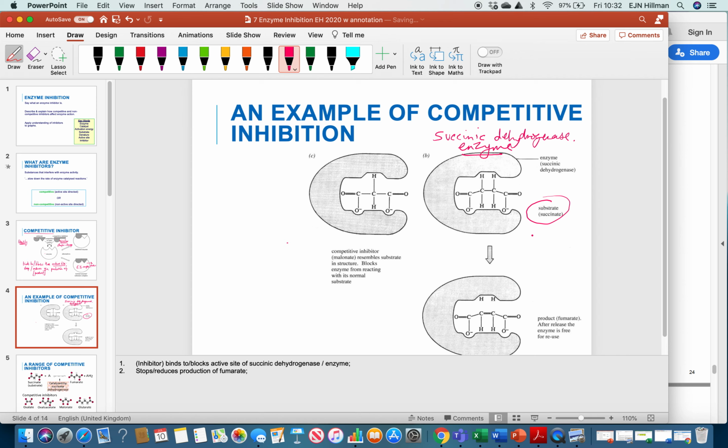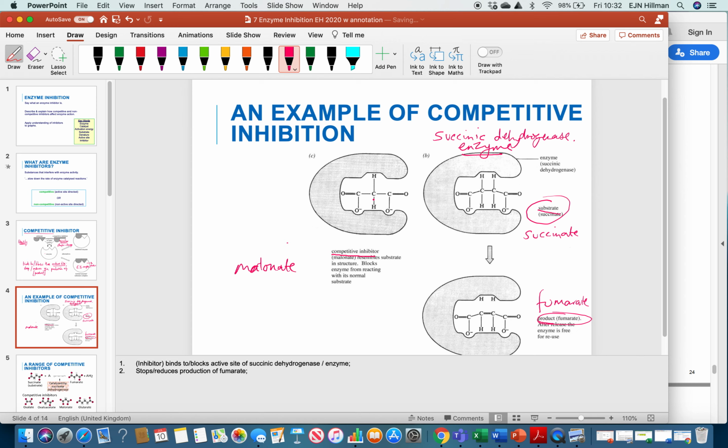So the substrate is succinate. That's a bit smaller, there it is a bit bigger. So succinate, and the product is fumarate. Now these are all substrates and products involved in respiration, in the Krebs cycle of respiration. So we've identified the substrate, we've identified the product, we've identified the enzyme. The last thing to identify is the competitive inhibitor, which in this case is malonate.